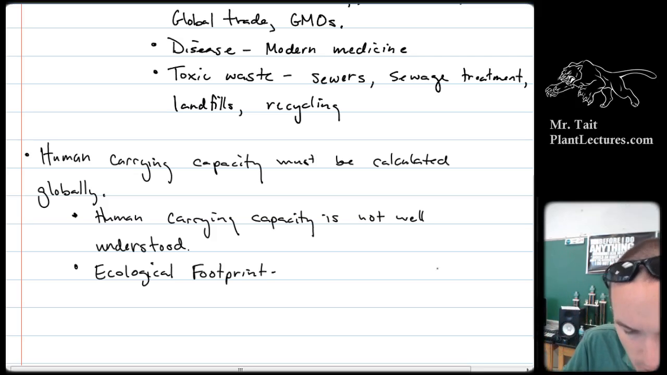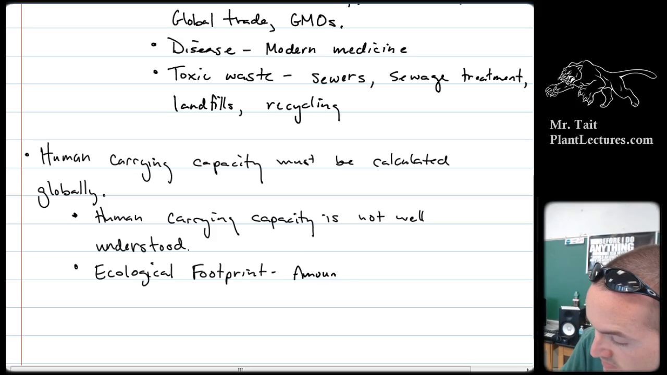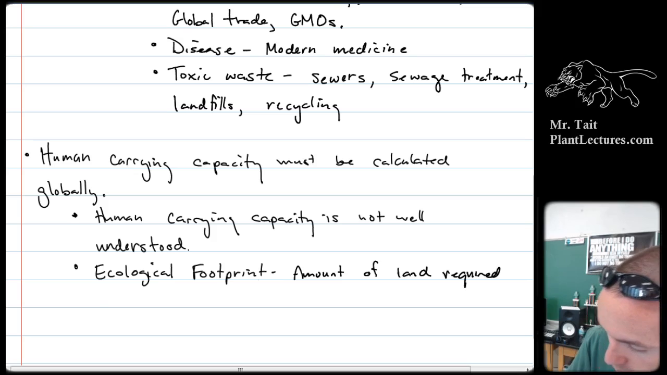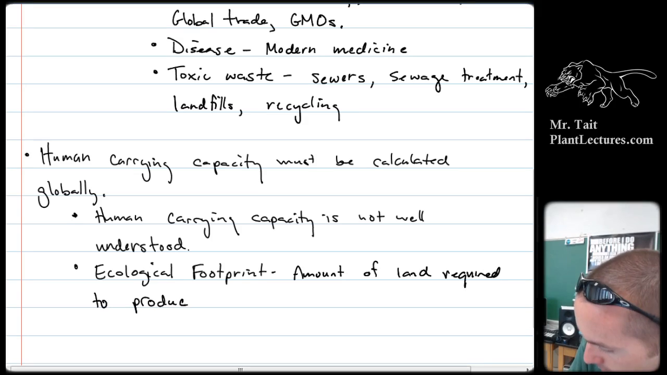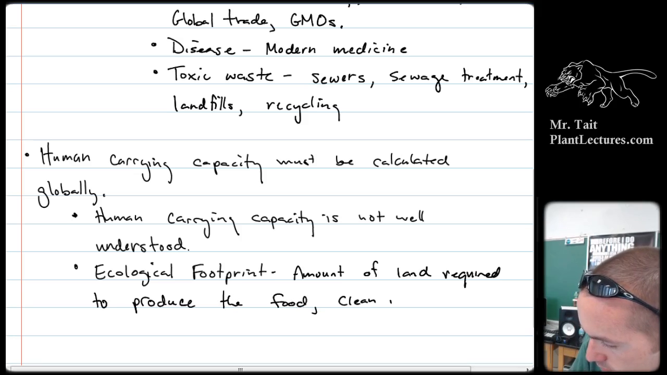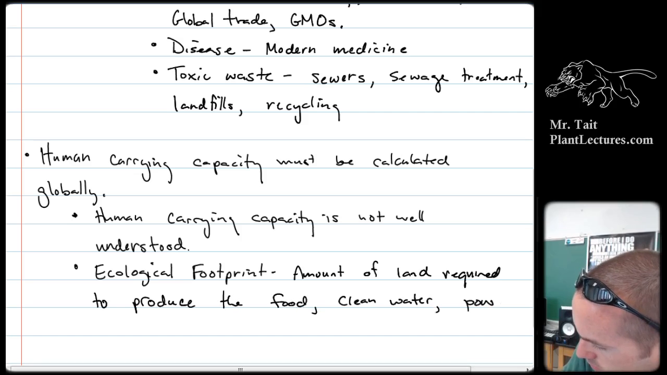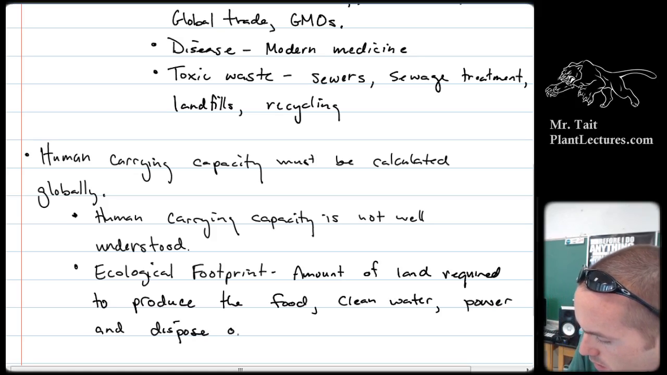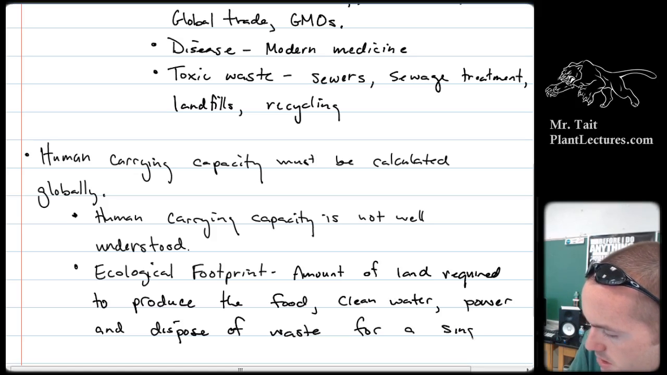Okay, so this is the amount of land required to produce the food, clean water, power, and dispose of waste for a single person.